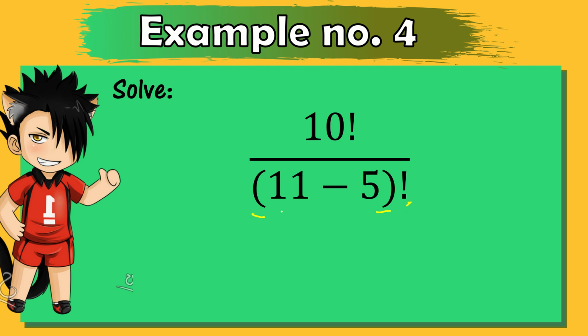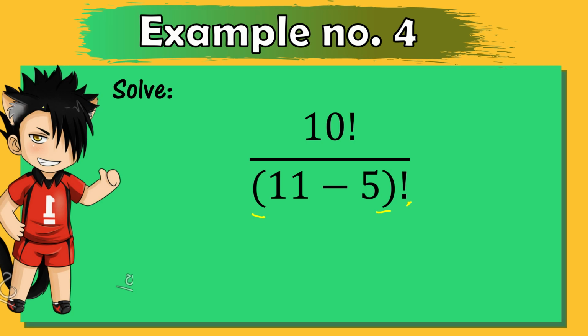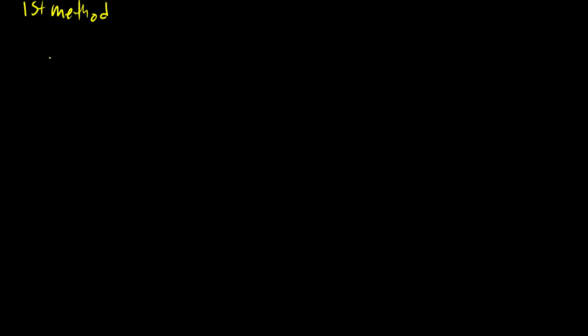That means, we need to simplify first yung nasa loob before gawin yung factorial notation or bago siya i-multiply. So, let's solve. O, dalawang method ulit. For the first method, ano yung given natin? 10 over 11 minus 5. So, for the first method, 10 factorial over 11 minus 5 factorial. So, simplify muna natin.